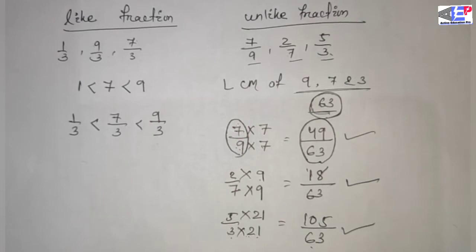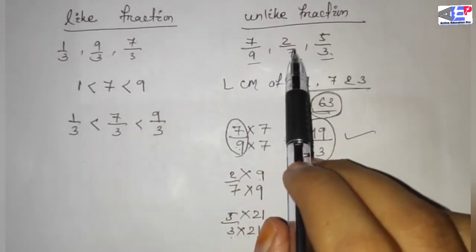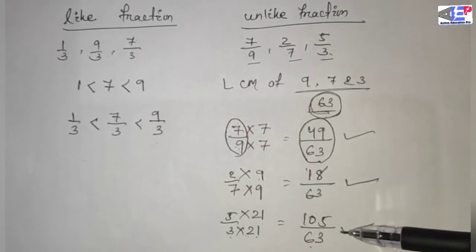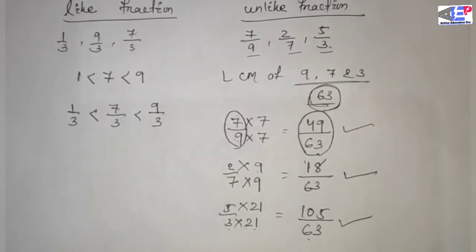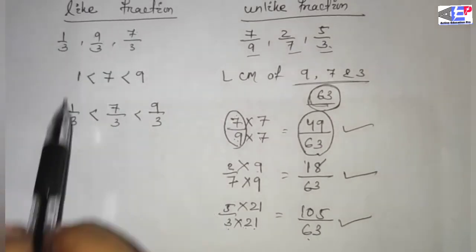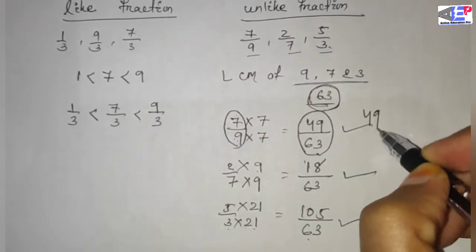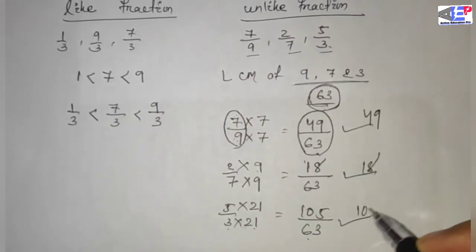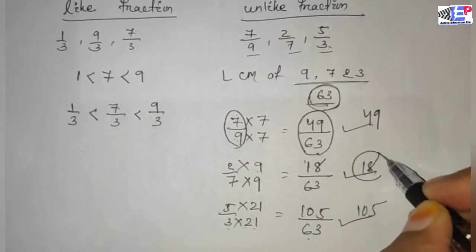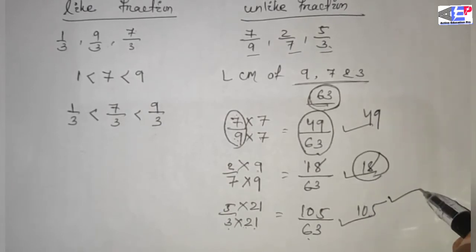Now these three fractions have like denominators. By taking the LCM of the different denominators, according to equivalent fractions, we convert these three unlike fractions to like fractions having the same denominator 63. Now it's very easy to compare which is greater and which is smaller. According to like fraction rules, you have to compare the numerators. Here the numerators are 49, 18 and 105. The smallest one is 18 and the greatest one is 105.